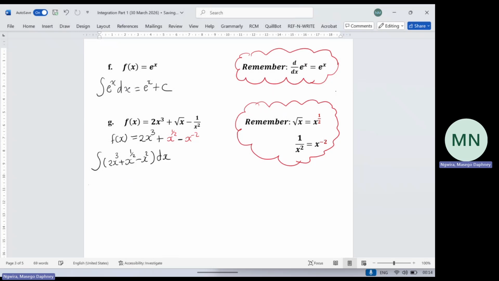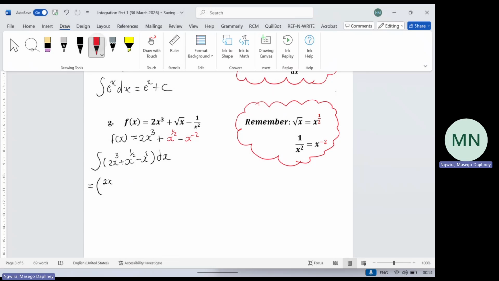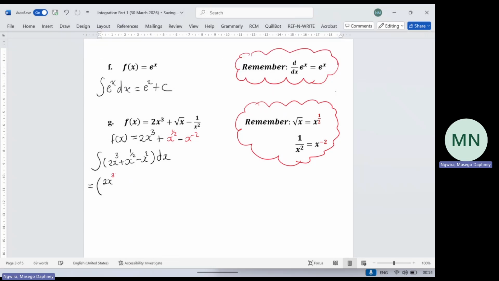So I'm going to write my answer here because I don't have a space. So I'm going to integrate this one first. I'm going to use brackets. So this will be 2x to the power of 3 plus 1. I'm just going to do this for now so that you understand. And then over 3 plus 1.